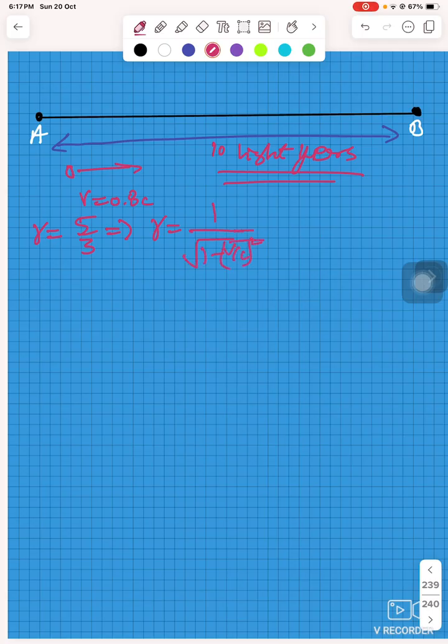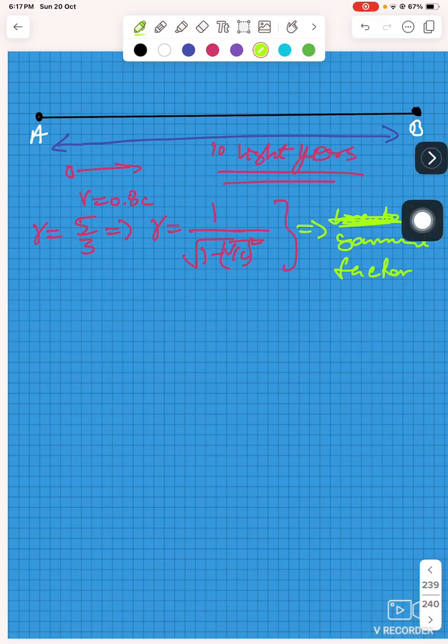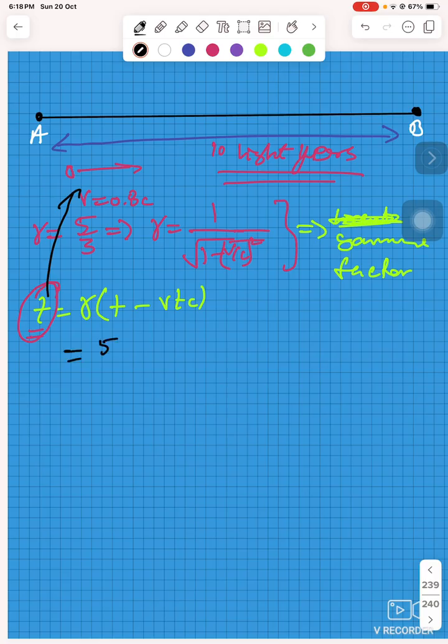I'm shocked I remember this, even though it has been two to three months since I did this. What was that? Okay, so this is known as the Lorentz factor, not gamma factor. Let's just simply go with gamma factor. Okay, so what else? We need to calculate this, right?